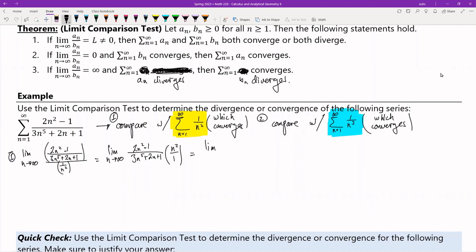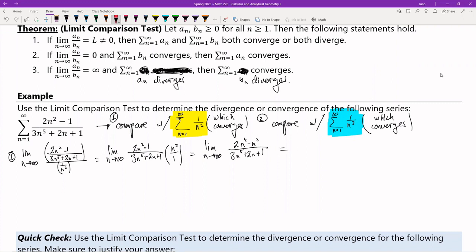Limit as n goes to infinity. I'm going to multiply this through. So this is going to be 2n to the 4th minus n squared divided by 3n to the 5th plus 2n plus 1. Okay. And if you guys remember from calculus 1, you can divide everything by the biggest power you see, right?